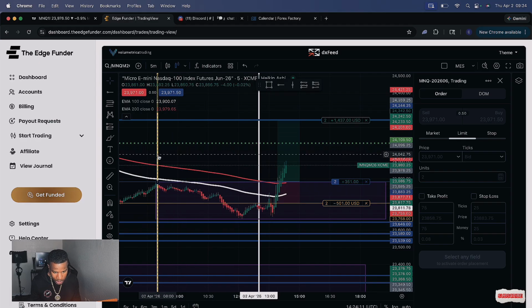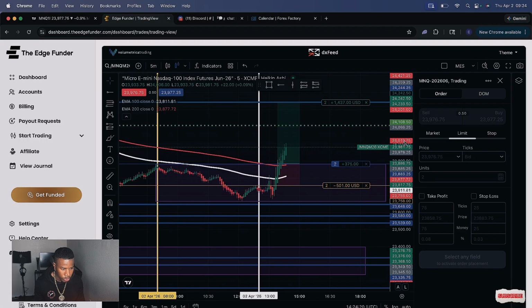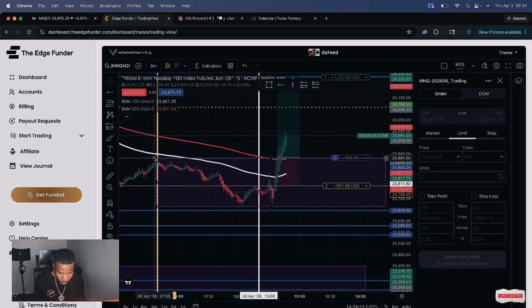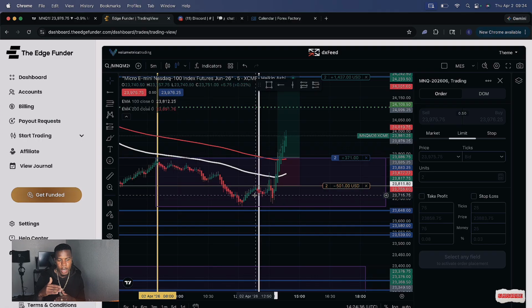So I mark the start of the London session, which is this yellow line right here, and then the start of the New York session. Once I mark those, what I do is I mark the highs of the London session, the highs from open of the London session, and the lows during the London session before the New York session open. And I use this as my wavelength to decide if there's going to be a breakout above or below.